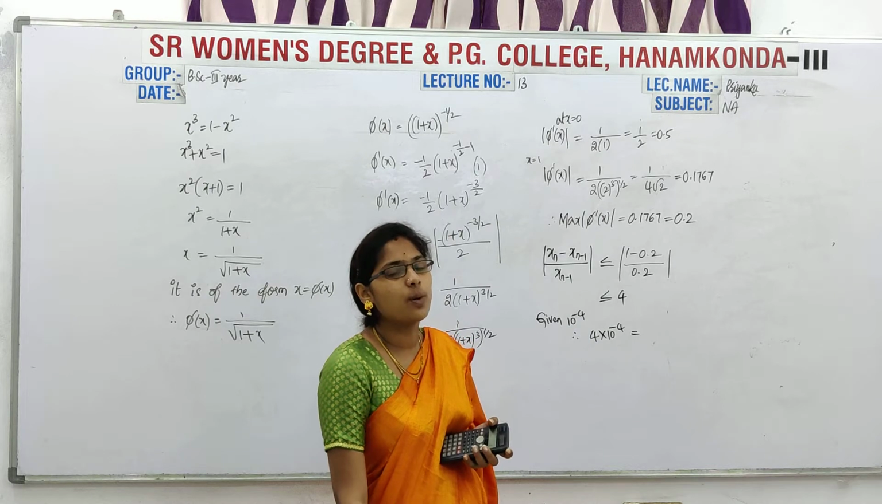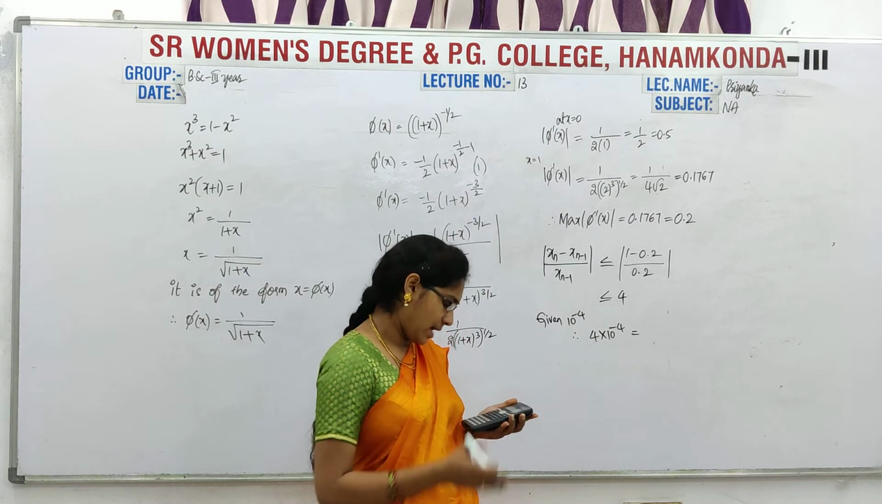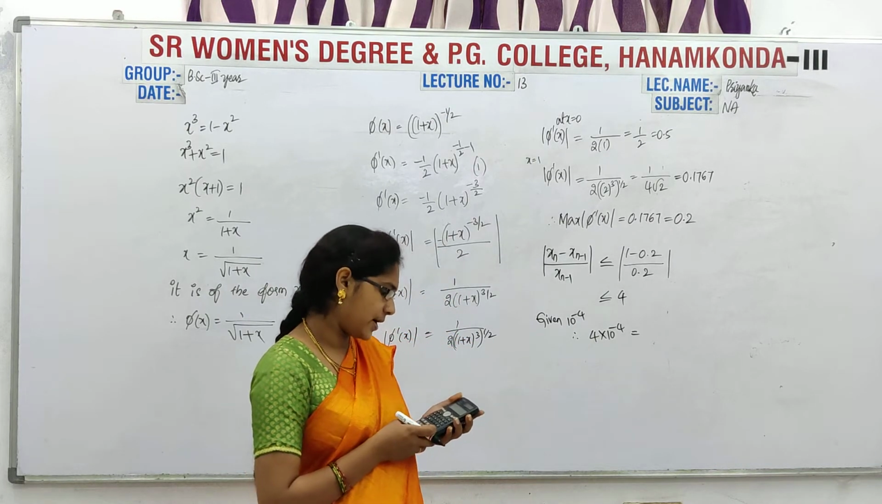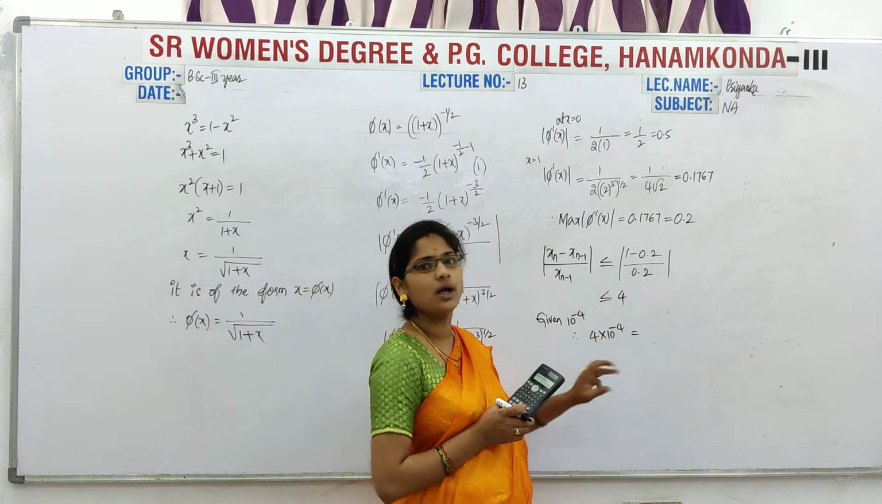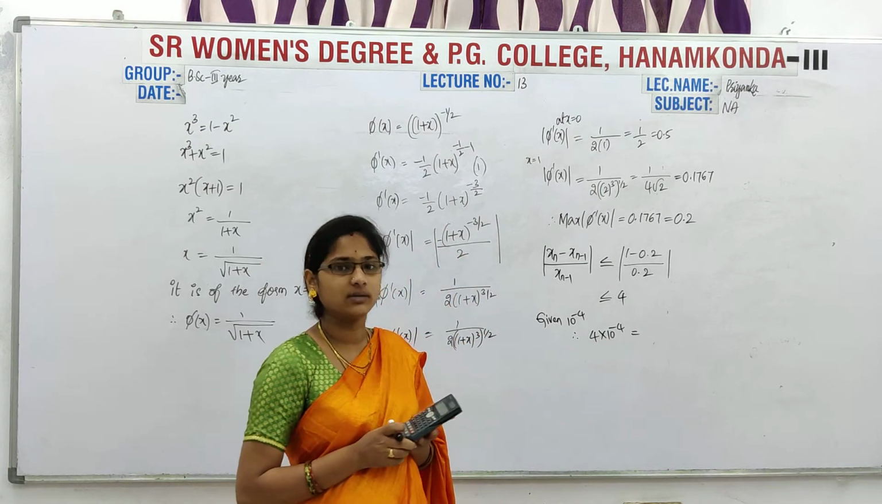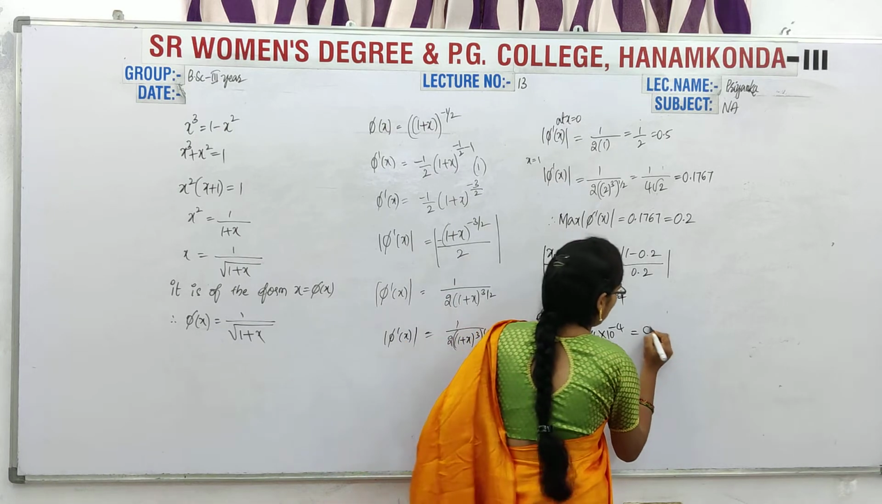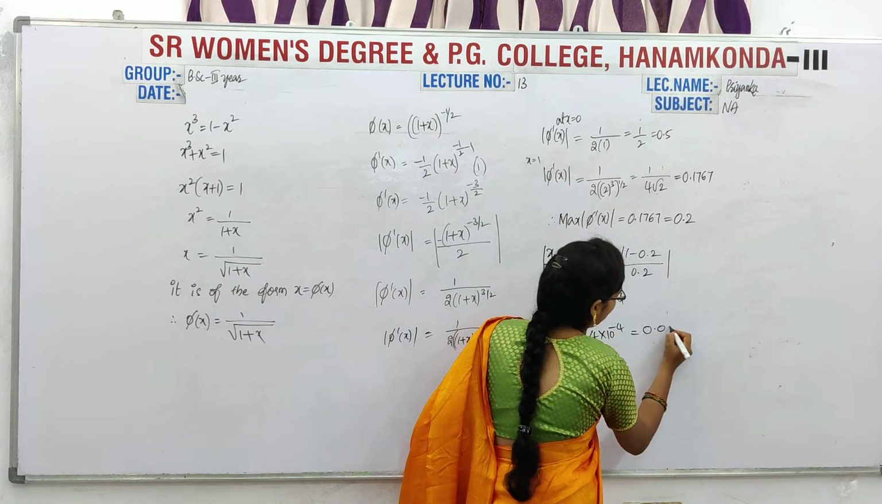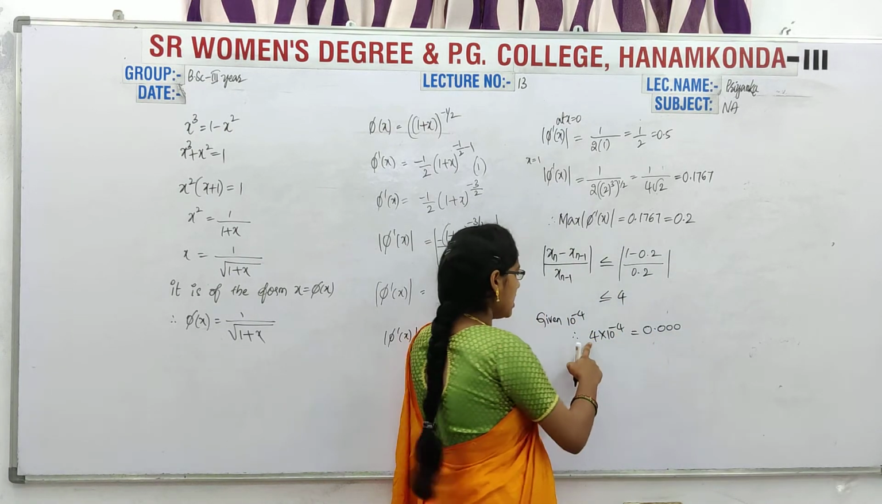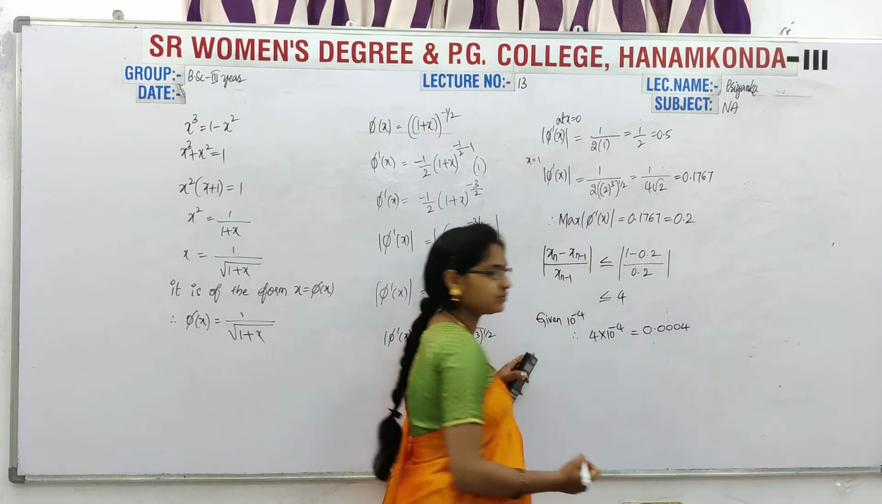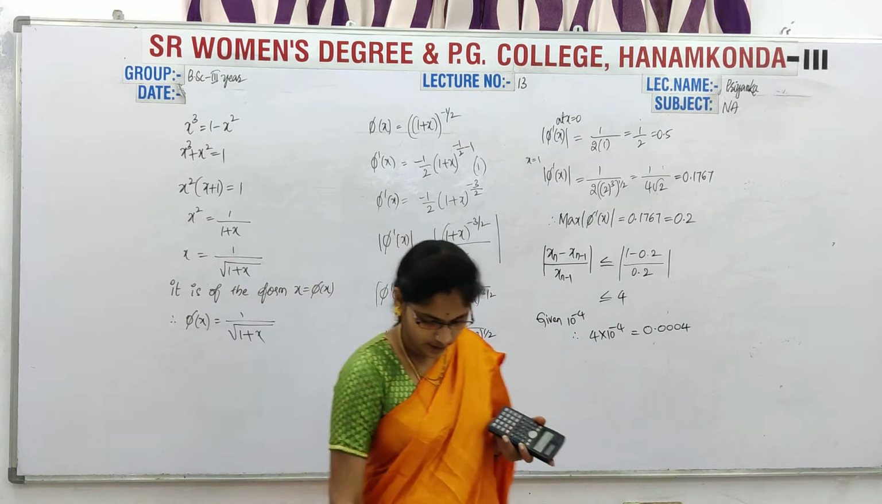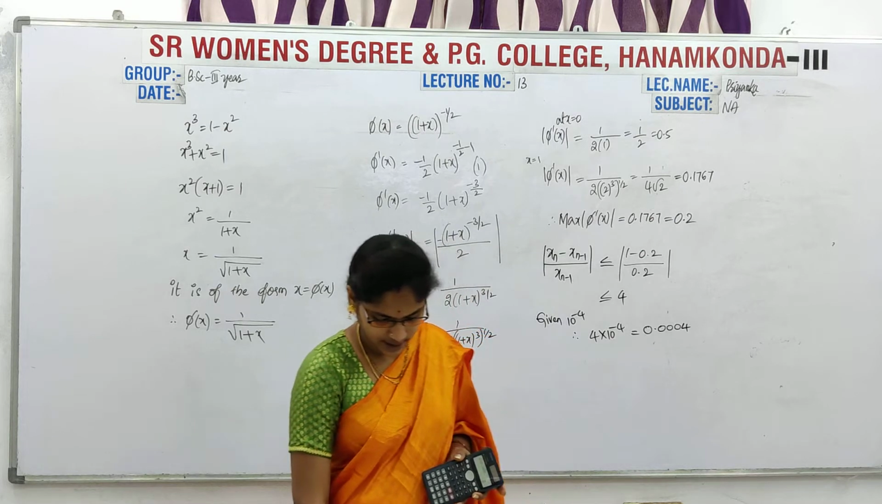That means 0.0001. So now 4 into 10 power minus 4: how many zeros do we have to take? 3 zeros. It is 0.0004, so 1, 2, 3 zeros, and here we have 4. This is the value we have. Okay, so next write down here.